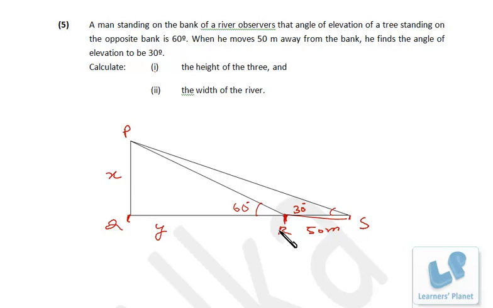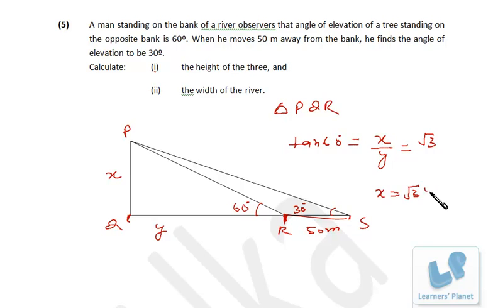Initially we take triangle PQR. The relationship between x and y is given by tan theta, with the perpendicular and this is the base, and theta over here is 60 degrees. So tan 60 degrees is equal to x by y, and tan 60 degrees is actually root 3. So x is equal to root 3 y. This is the first relation.